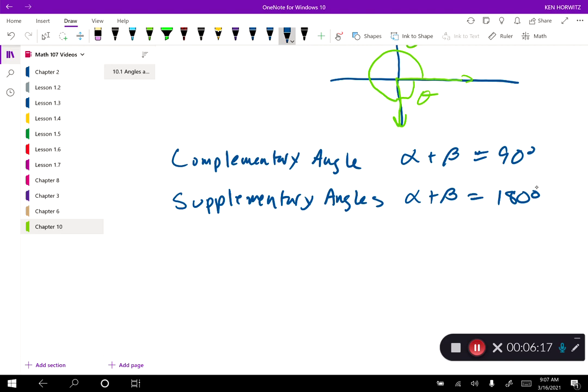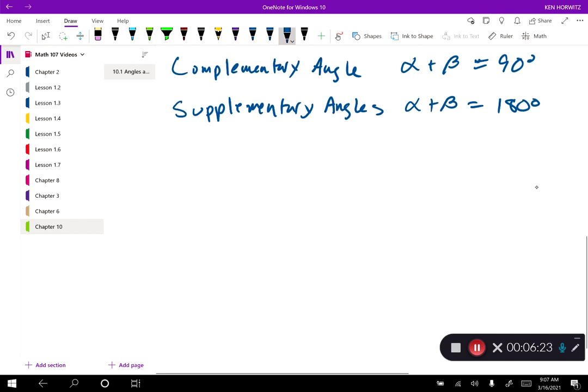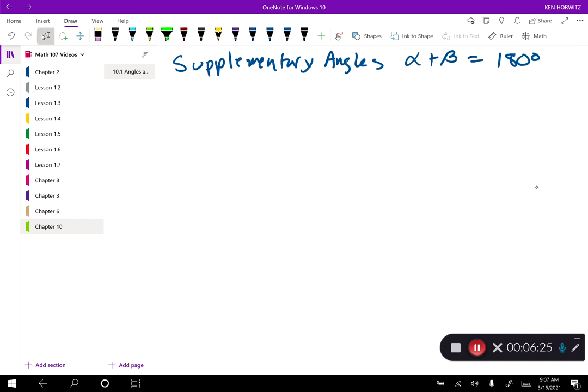All right. So let's talk more about angles. There's such a thing called standard position.